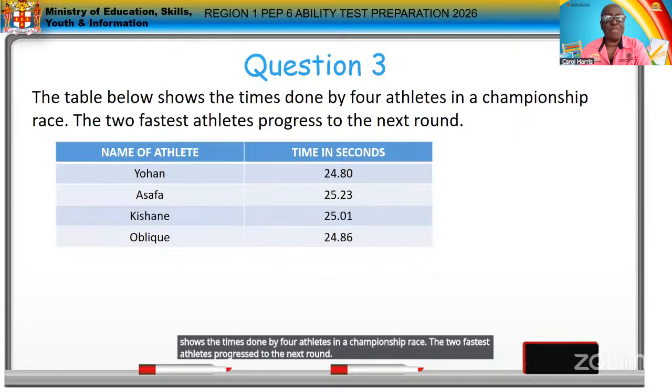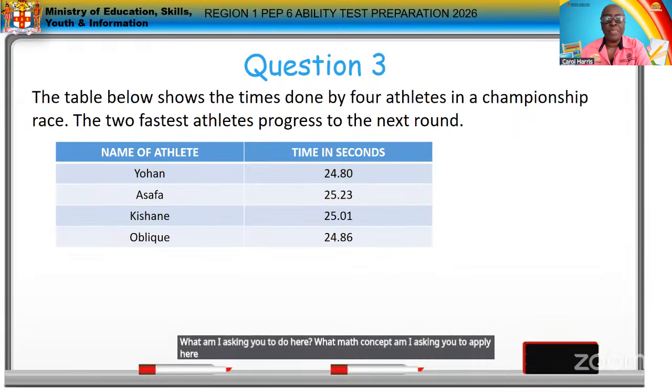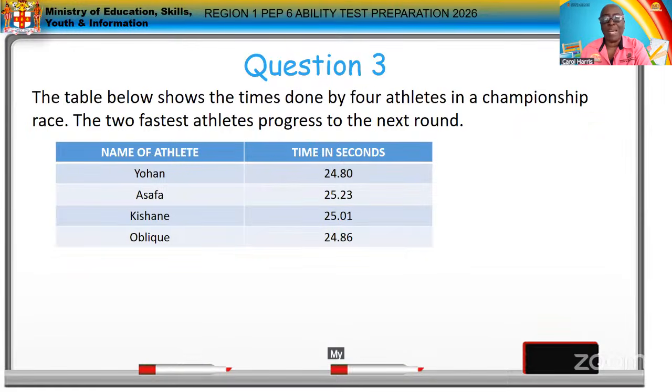Now, before I even ask anything, what am I asking you to do here? What math concept am I asking you to apply here? Am I representing a quantity? Am I looking at a pattern? What am I doing here? Type in the chat. Am I comparing? Am I representing?